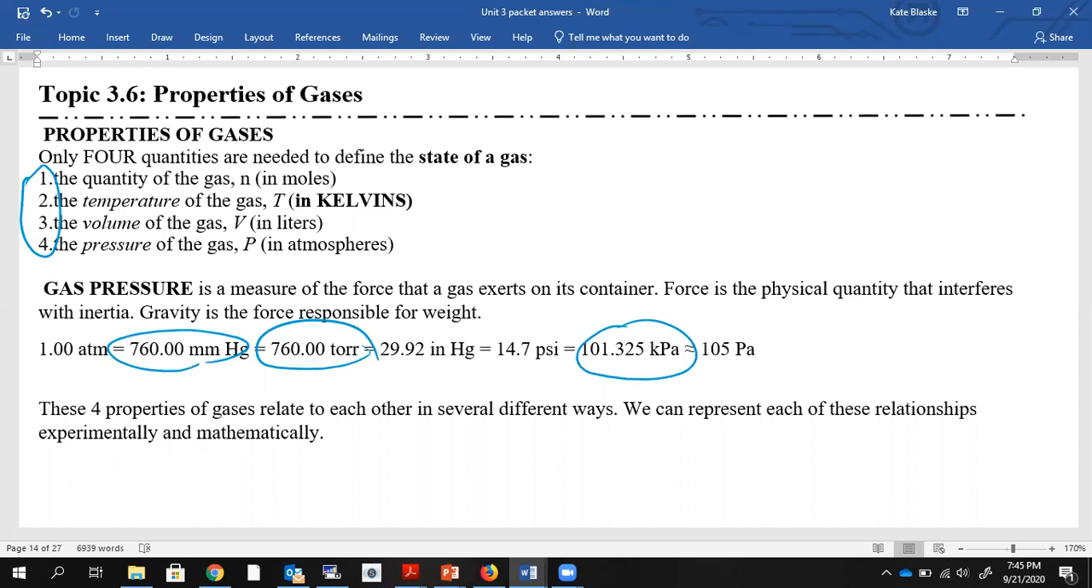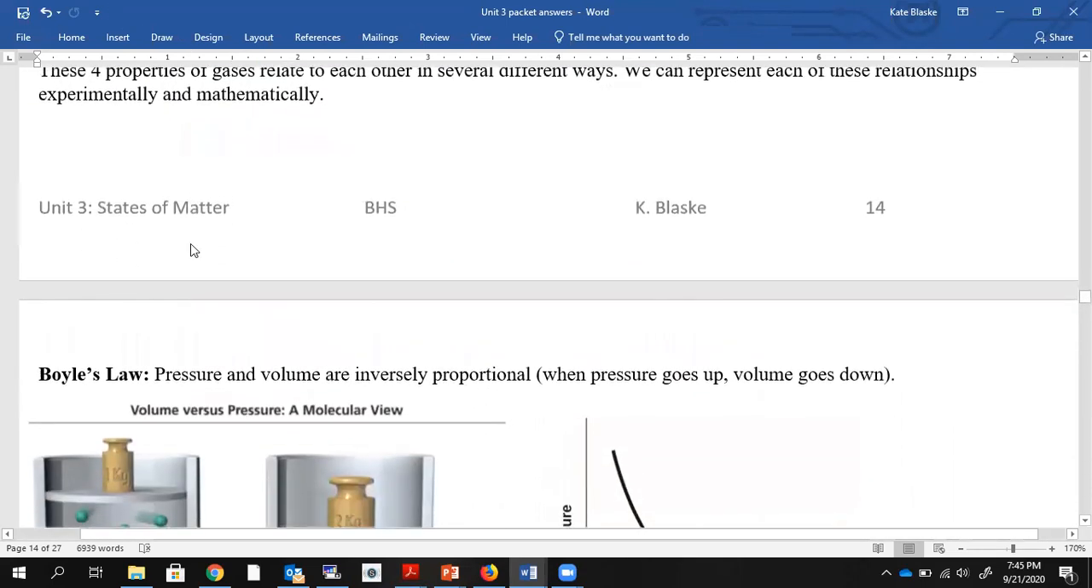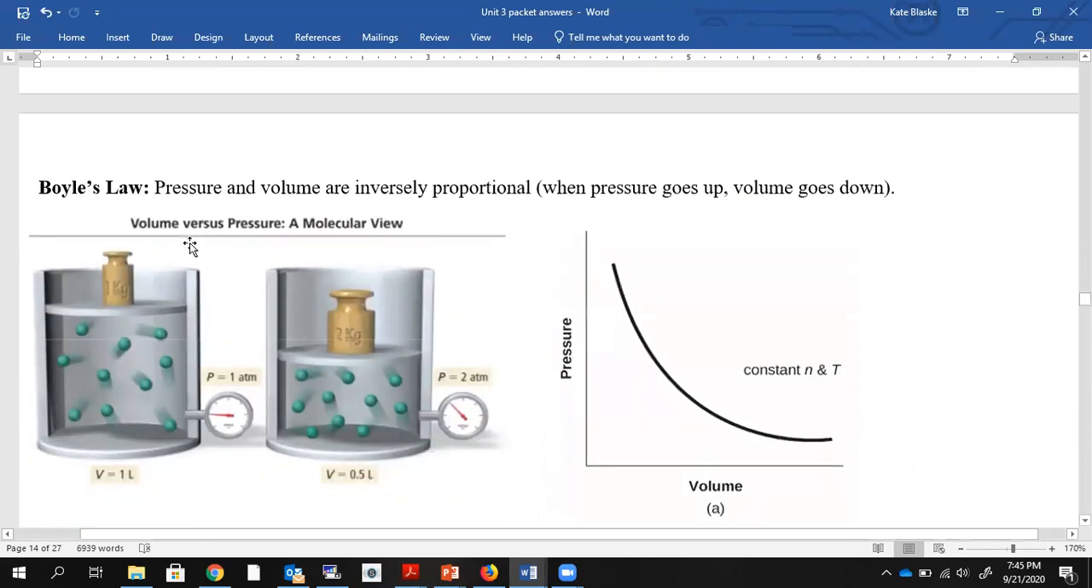So we have mathematical relationships for these 4 different quantities that we can measure about a gas: the moles, the temperature, the volume, and the pressure. You do not need to know the old dead white guys that are associated with each of these relationships, but you do need to know the relationships. So Boyle's law states that pressure and volume are inversely proportional, meaning that when pressure goes up, volume goes down. Got a little image here to explain that.